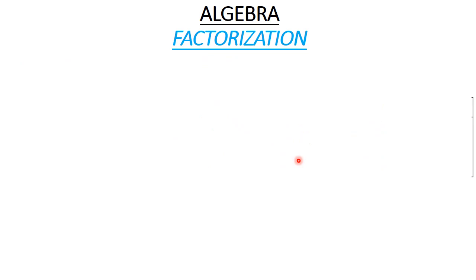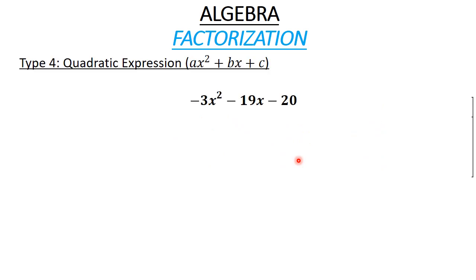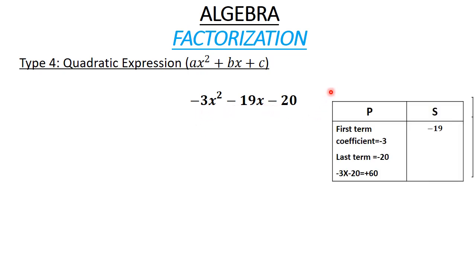Let's take a look at the last example. Negative 3x squared minus 19x minus 20. By the way, I'll emphasize again, minus and negative are one and the same thing. So this is minus 3x squared minus 19x minus 20, and it can also be read as negative 3x squared, negative 19x, negative 20. So again, we have to look for the product and sum.